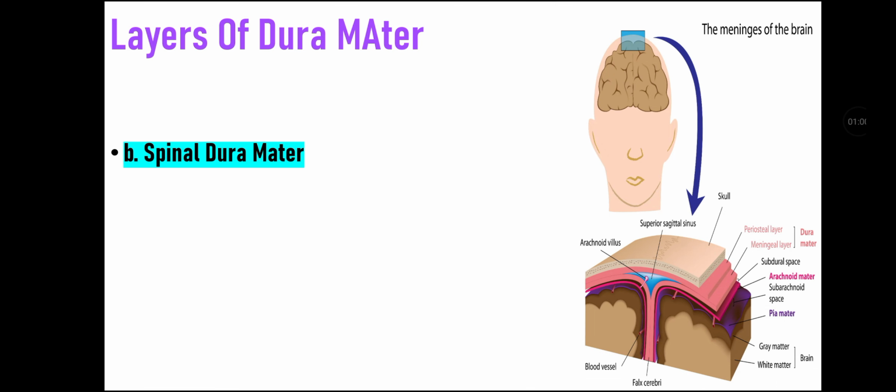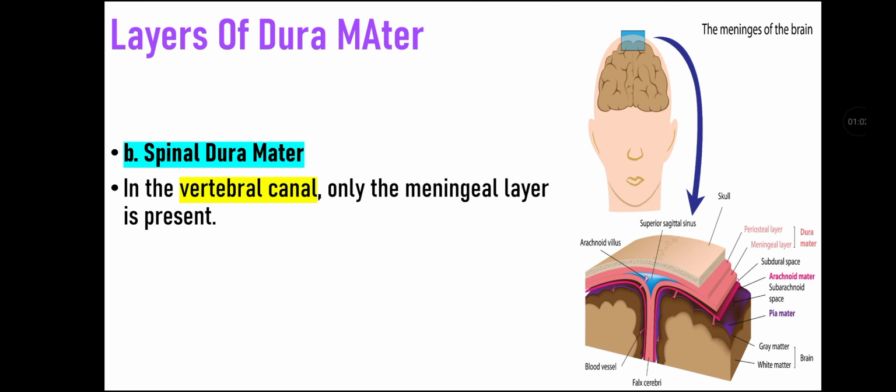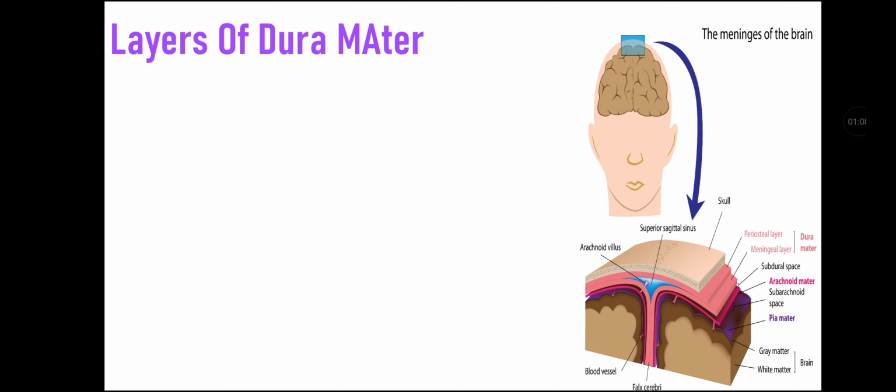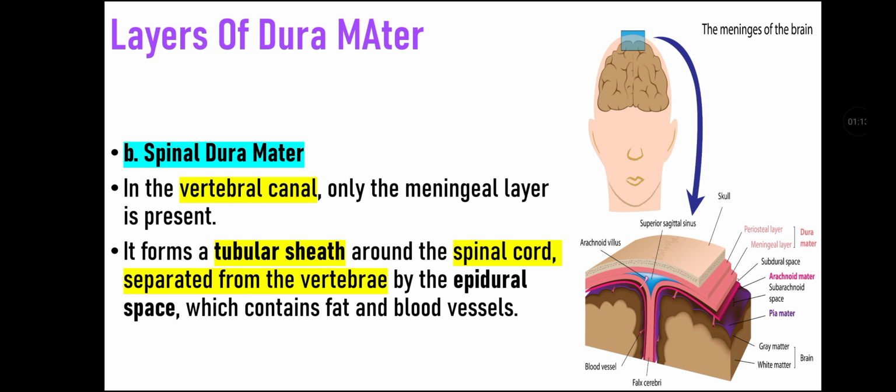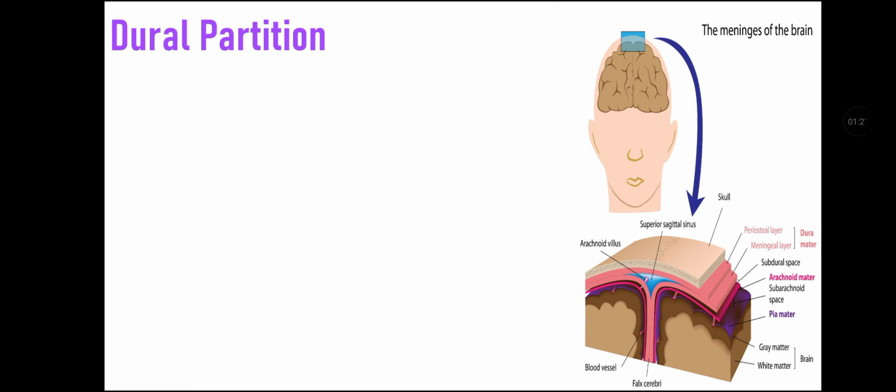Let's talk about layers of dura mater in spinal dura mater. In the vertebral canal, only the meningeal layer is present and the periosteal layer is not present. It forms a tubular sheet around the spinal cord, separating it from the vertebra by epidural space, which contains fat and blood vessels. Now let's talk about dural partitions.